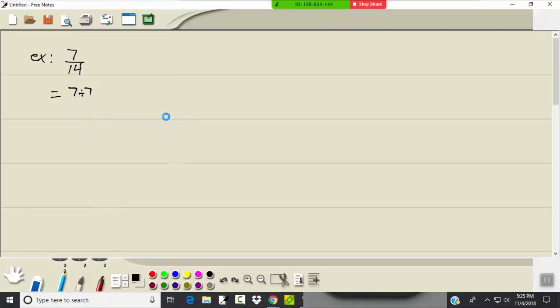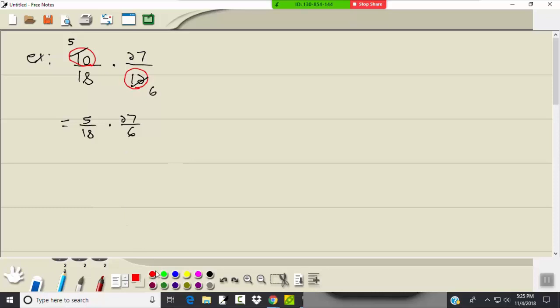So for example, if I got 10 over 18 times 27 over 12. Well, pick a number on top, a number on the bottom, 10 and 12. Those are both divisible by 2. 10 divided by 2 is 5. 12 divided by 2 is 6. So we got 5 18ths times 27 over 6. They don't have to be in the same fraction, but they can be. You see here, I got 27 and 6. Those are both divisible by 3. 6 divided by 3 is 2. 27 divided by 3 is 9. So I get 5 18ths times 9 over 2.